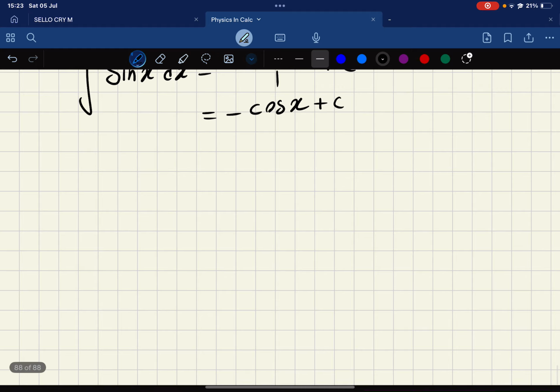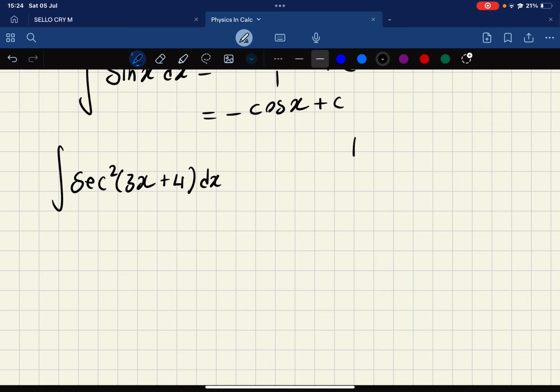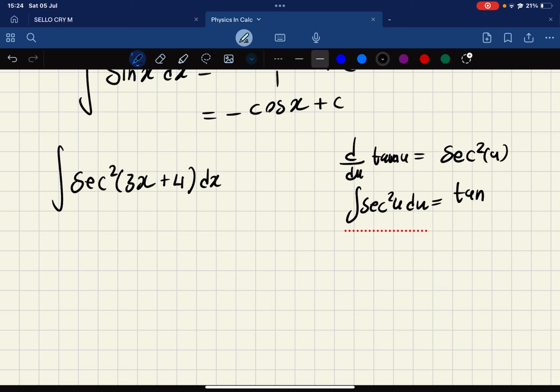Just like that. So if they ask me, what is the integral of sec squared of 3x plus 4 dx, we know that the derivative d over du of tan u is equal to sec squared u. Then meaning the integral of sec squared u du is equal to tan u over u prime plus c.